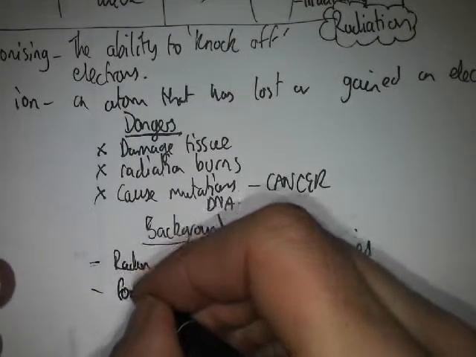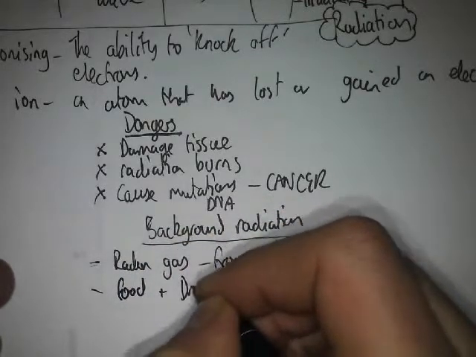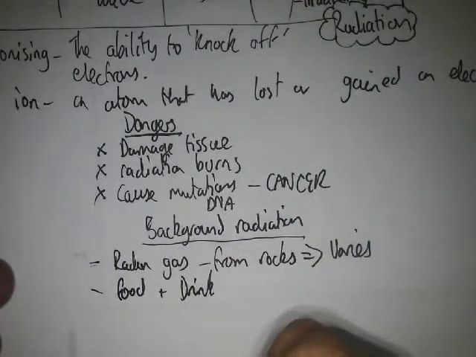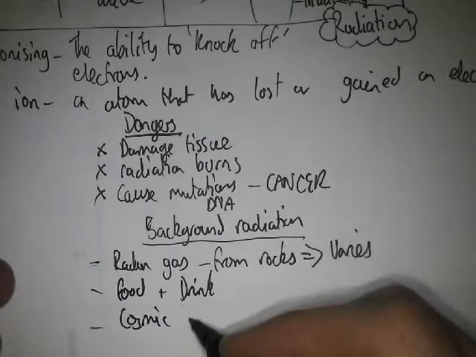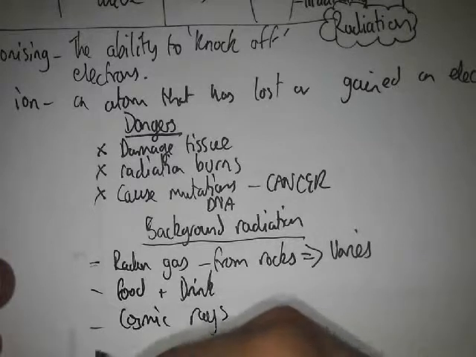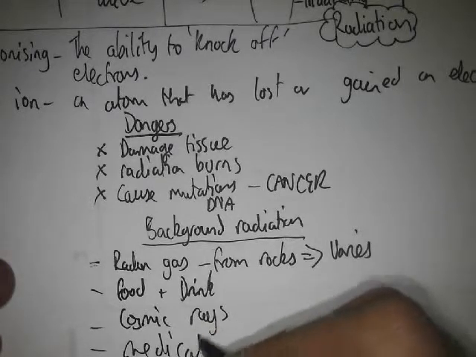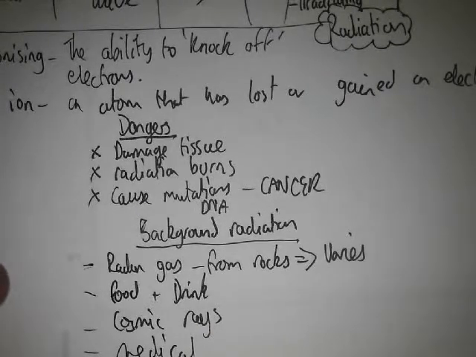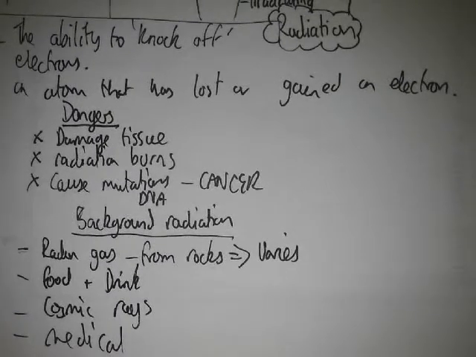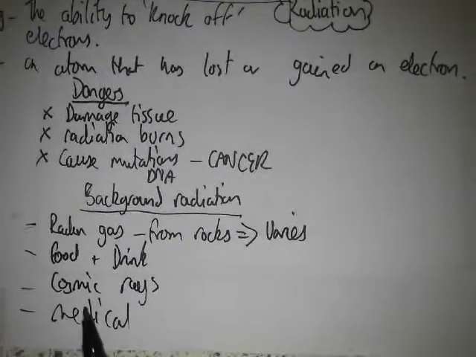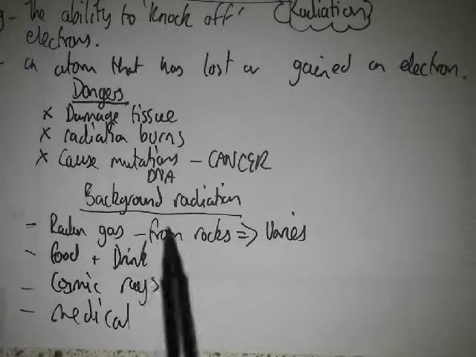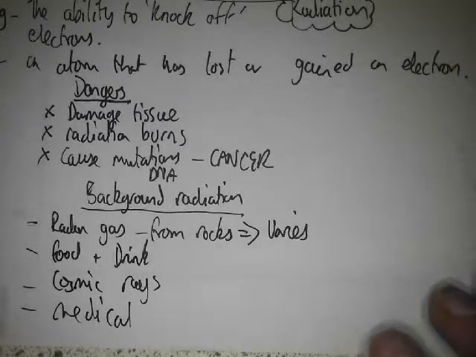Food and drink. Cosmic rays, so from space. And also from the medical industry, so X-rays and things, and different scanning equipment will give off different background radiation. All these contribute to very low levels, okay, in terms of the radiation as a whole. And we do minimise it, especially in hospitals.